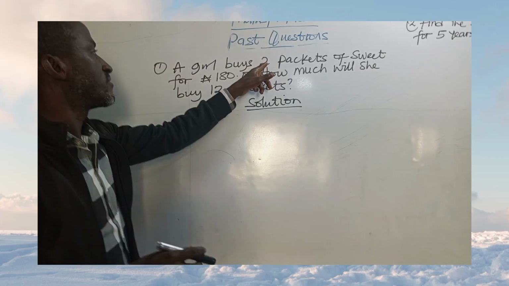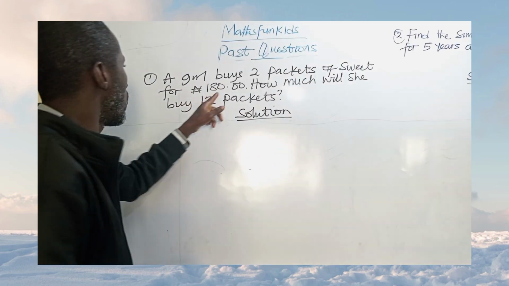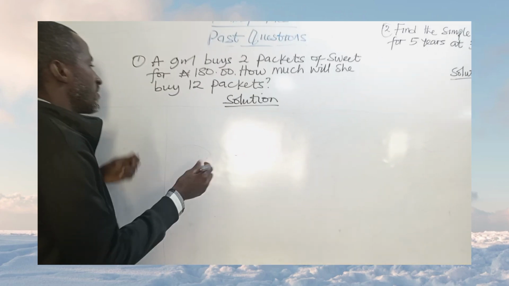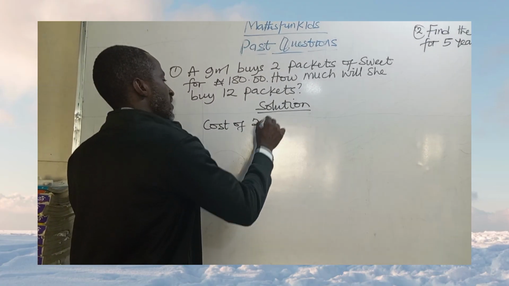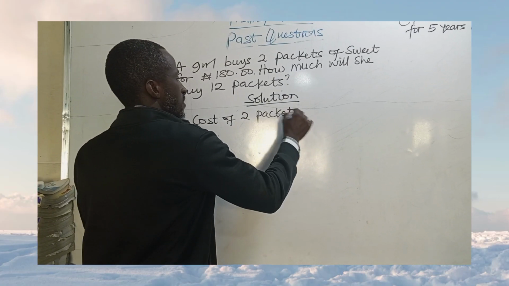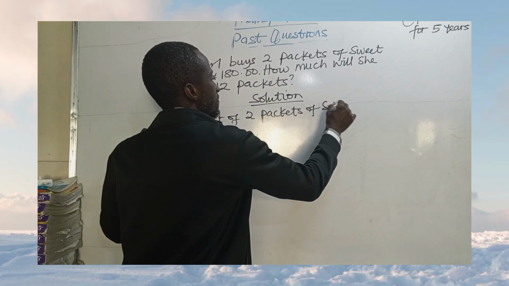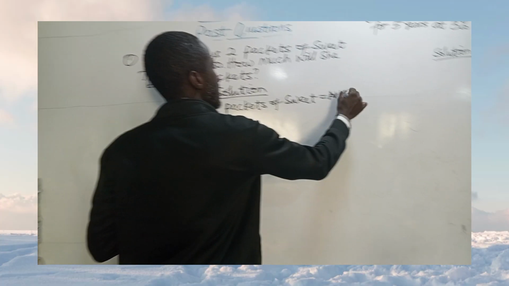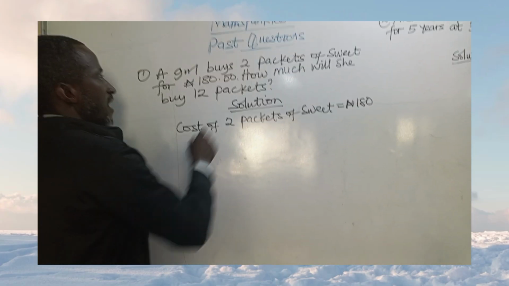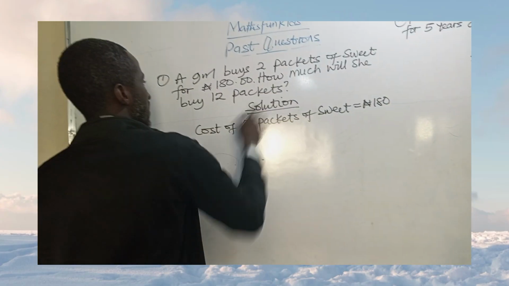A girl buys 2 packets of sweet for 180 naira. The cost of 2 packets of a sweet is equal to 180 naira. Now, how much will she pay for 12 packets?